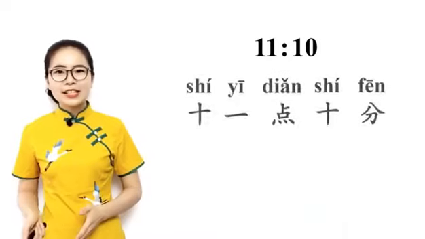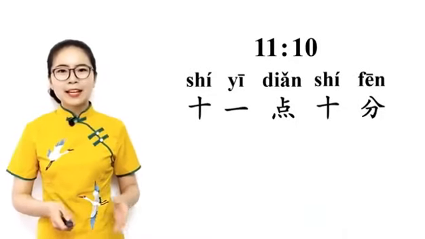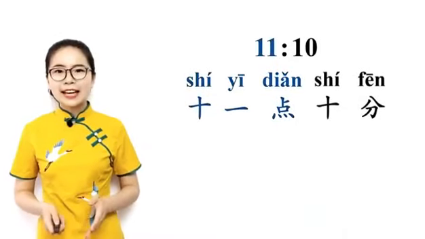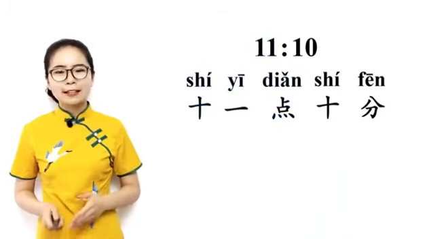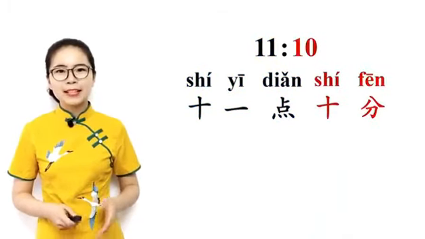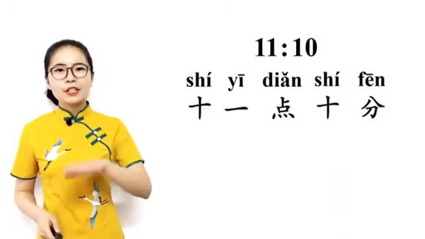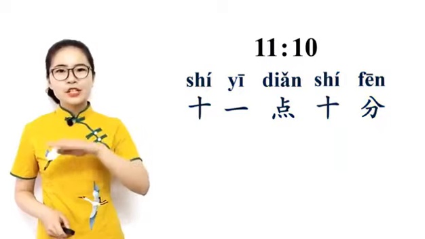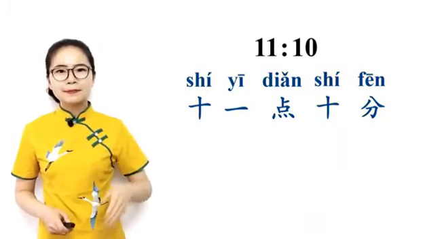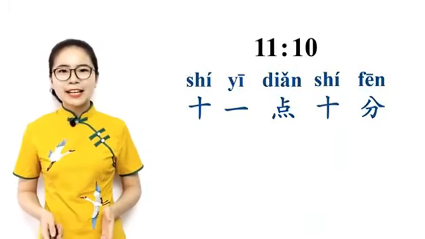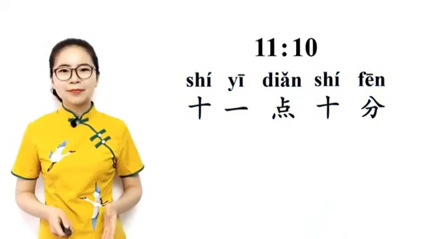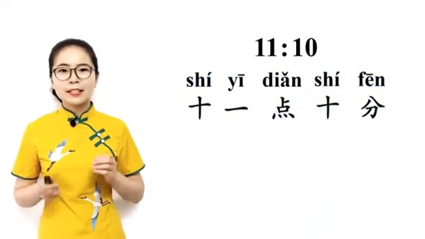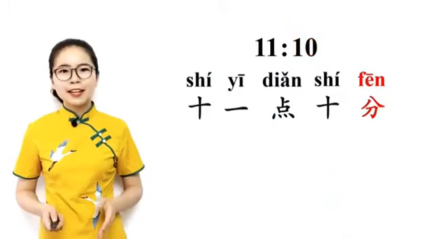How do you say 11:10? Correct. It's 11点10分. It's the hour part 11点, 11 o'clock, followed by the minute part 10分, 10 minutes. 11点10分, 11:10. Since the minute part here is 10 minutes, 分 cannot be omitted.